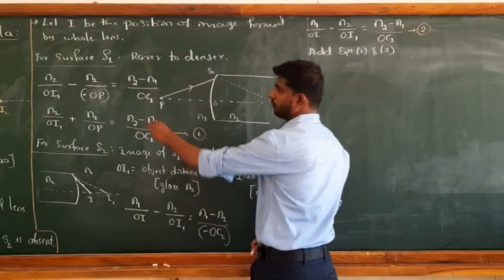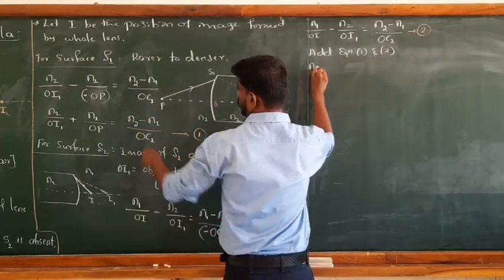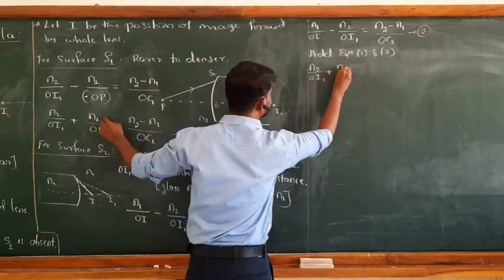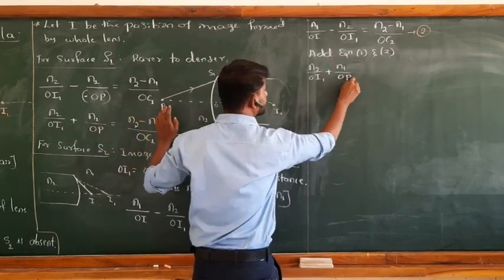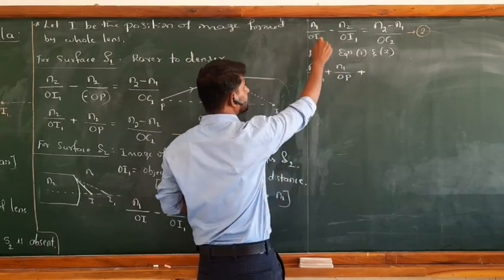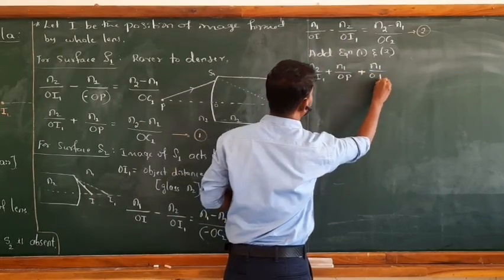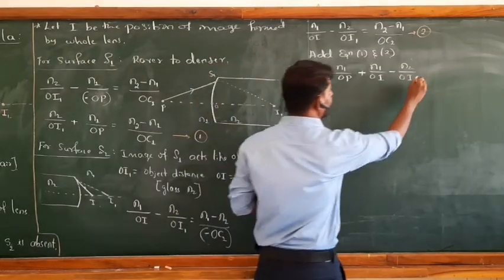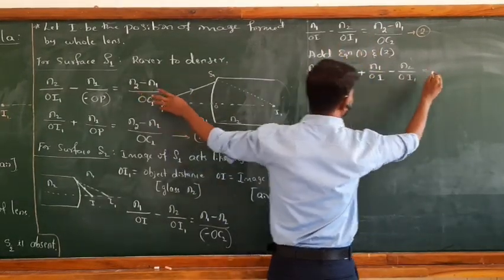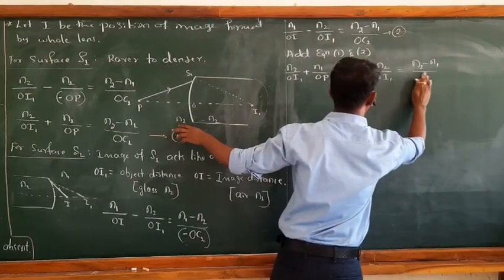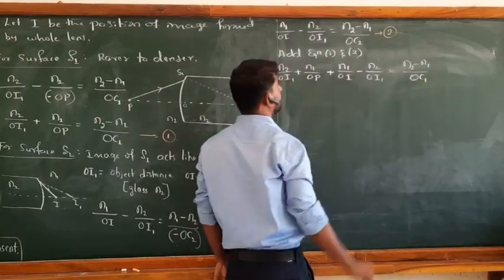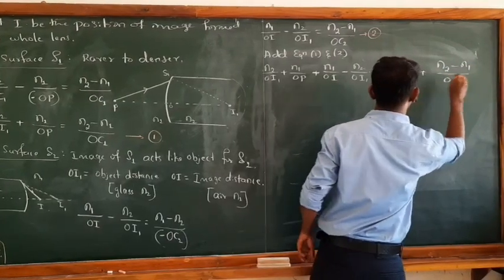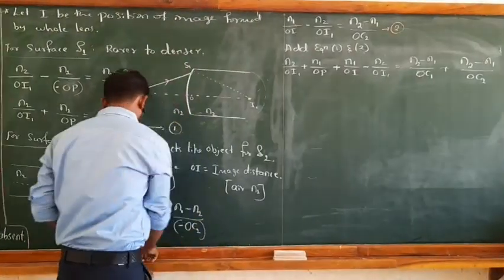So equation number 1: n2 divided by OI1 plus n1 divided by OP. So this is our first equation. And what about the second equation? The LHS of the second equation is n1 divided by OI minus n2 divided by OI1, equal to n2 minus n1 divided by OC1 plus, the RHS of the second equation, n2 minus n1 divided by OC2. Is it clear? Next, we can cancel this term.